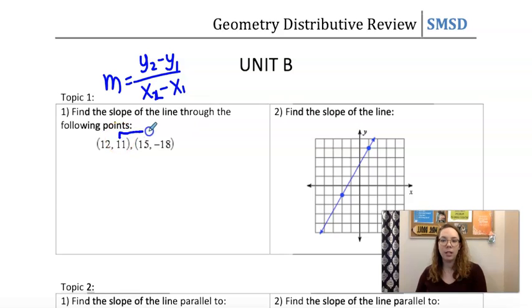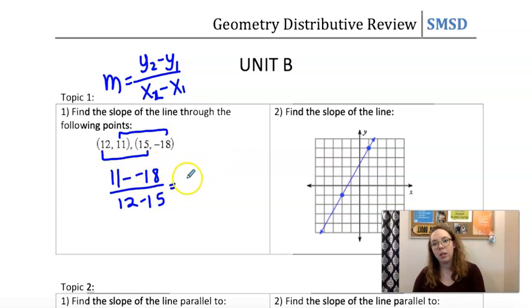So here I like to connect my y's and my x's like this because I know I'm going to do 11 minus negative 18 and 12 minus 15 on the bottom. So here this should give me 29 over negative 3, and I don't believe that simplifies. It does not. So that's my final answer, 29 over negative 3.